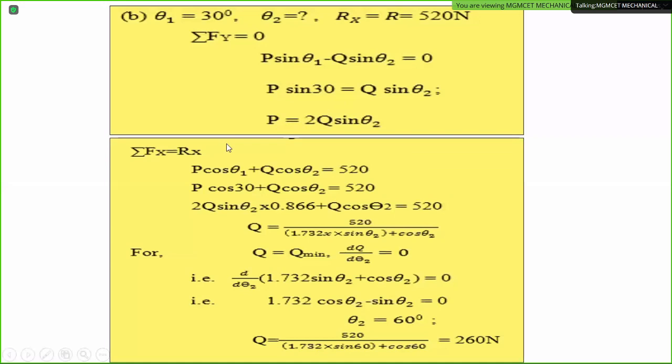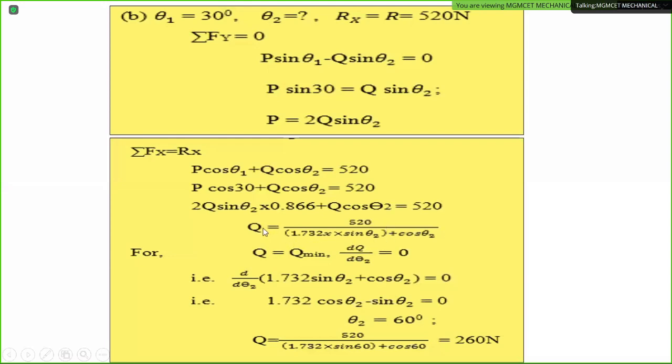Okay. Next, what I have to do, I have to write the x equation. Summation of Fx equation is nothing but the Rx. Rx is nothing but 520. Rx means x component of the resultant, which is horizontal, so it will be 520. So write the equation x component: P cos theta 1, theta 1 here is 30, plus Q cos theta 2, I have to find out. So here I will get an equation where Q is equal to 520 divided by something over here.